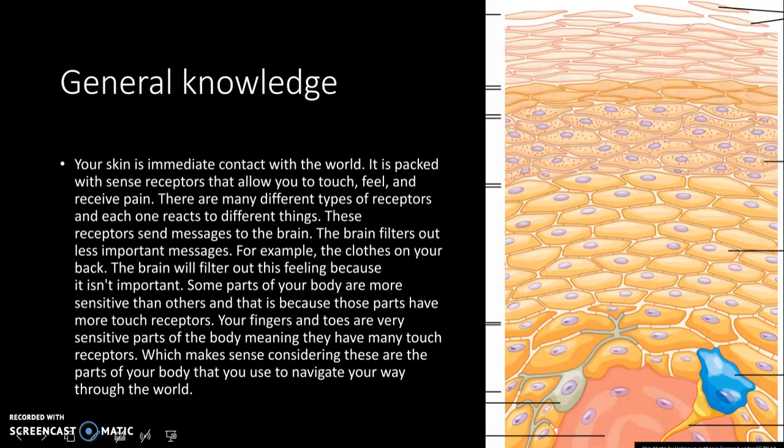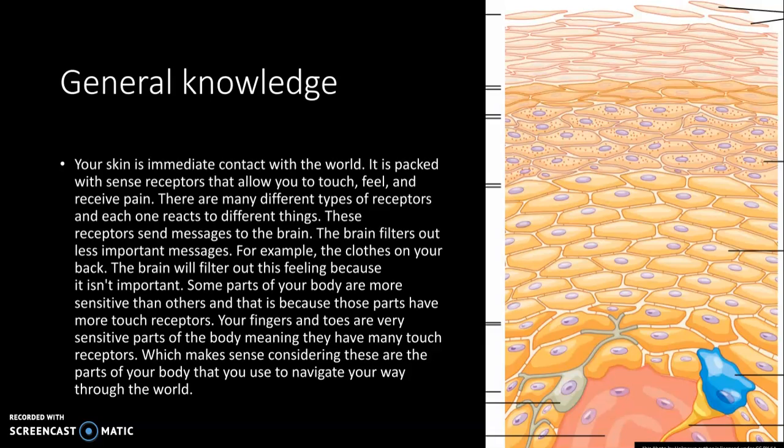Human touch. So here's some general knowledge to start off with. Your skin is in immediate contact with the world. It is packed with sense receptors that allow you to touch, feel, and receive pain. On the right, you can see how a bunch of packed receptors would look under the skin. There are many different types of receptors, and each one reacts to different things. These receptors send messages to the brain. The brain filters out less important messages, for example, the clothes on your back. The brain will filter out this feeling because it isn't important.